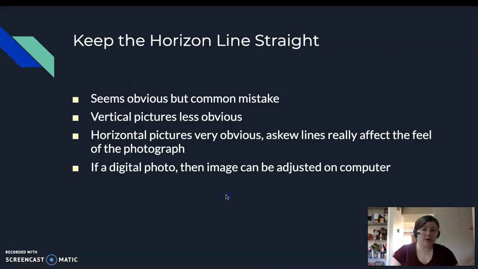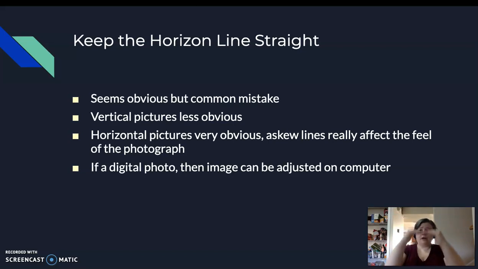The next thing we're going to talk about is the horizon line. So the first thing you want to try to do is keep the horizon line straight. It seems obvious, but it's a kind of common mistake. If you take vertical pictures, right, our portrait orientation photos, it's less obvious because the line is shorter. In our horizontal or landscape orientation pictures, it's very obvious. And those askew lines really affect the feel of the photograph.